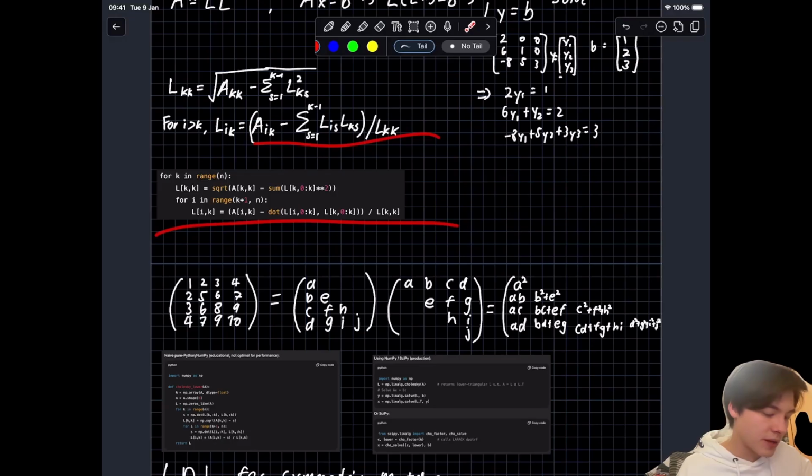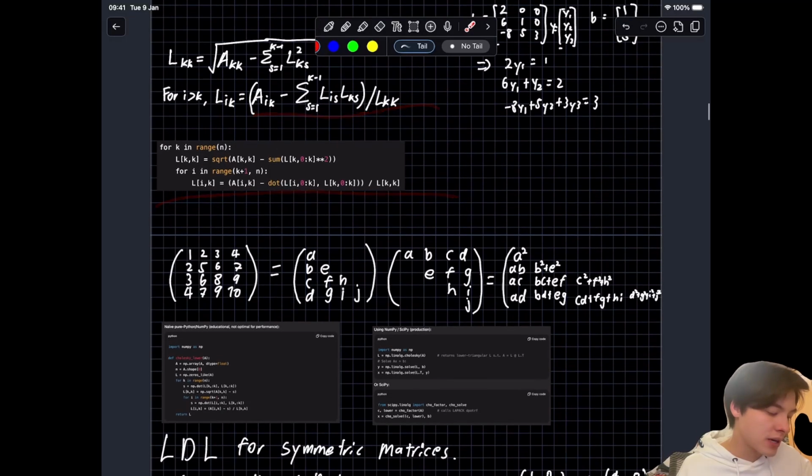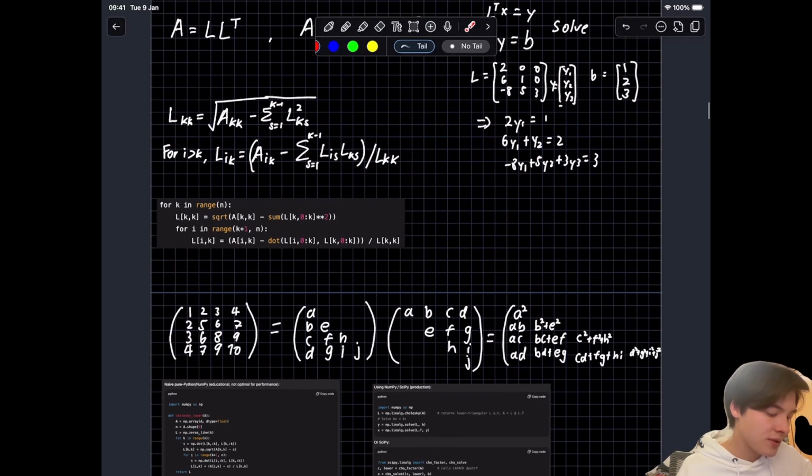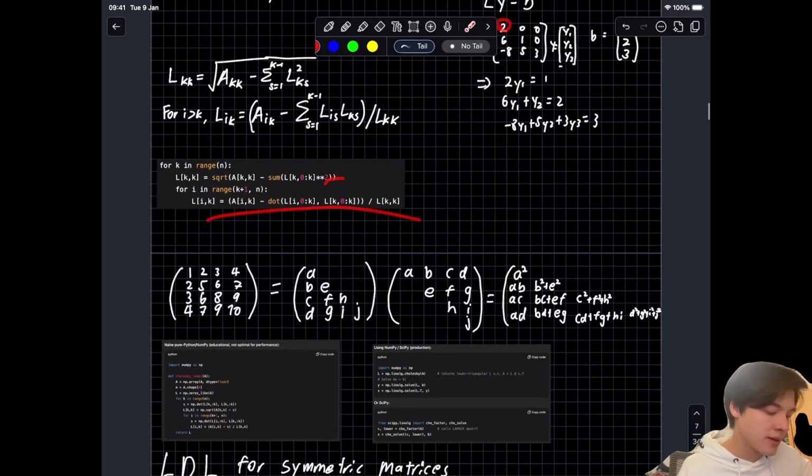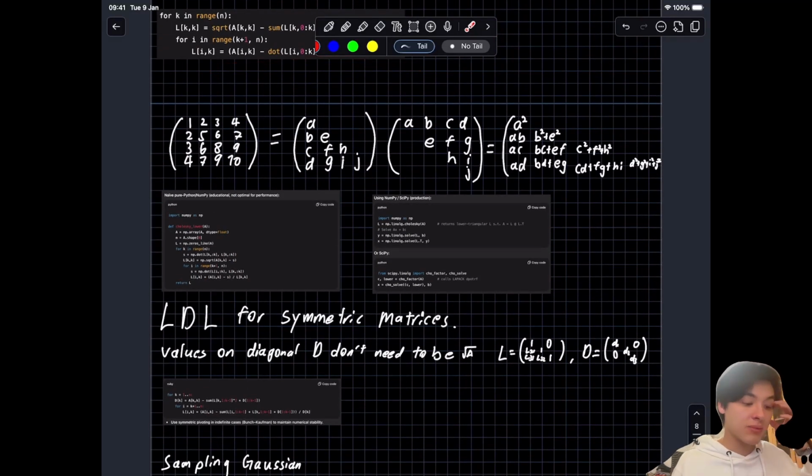So here is how the code would look. It's the square root of whatever was in the A position. For example, here, this minus the L values that we already calculated in the first place, and the square root of that. Actually, I have an example here.